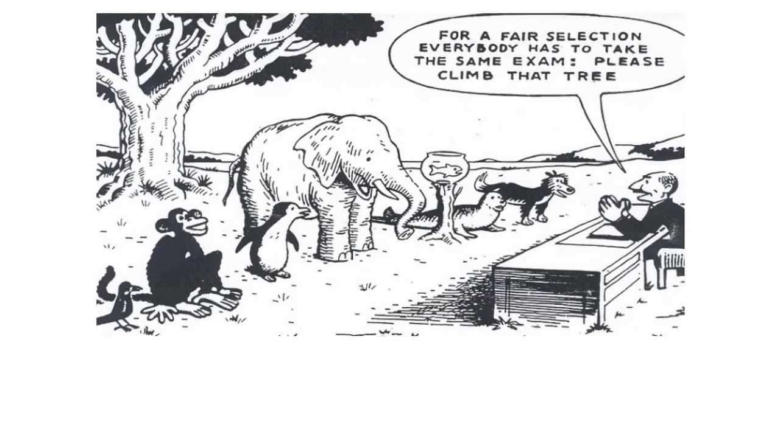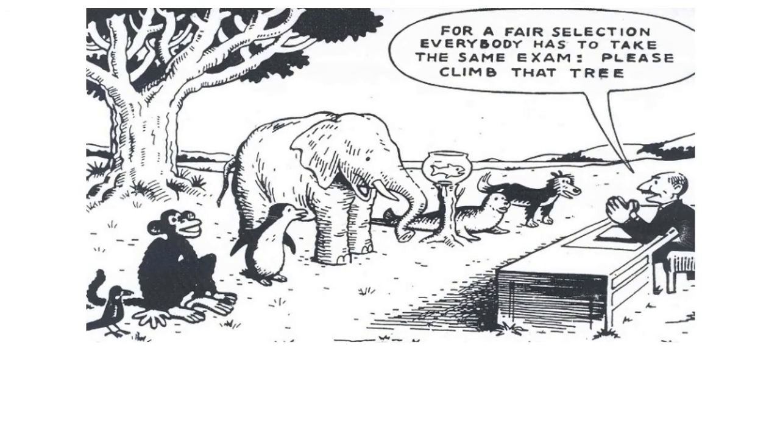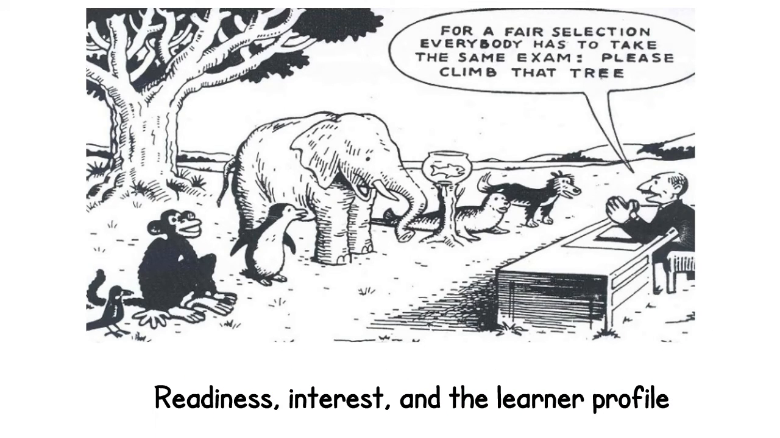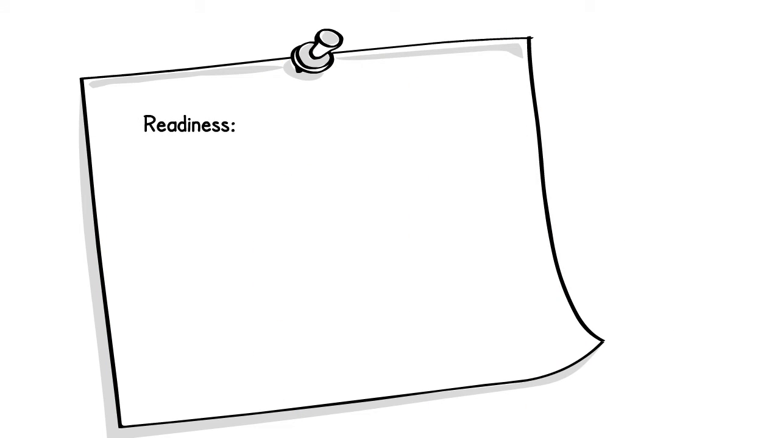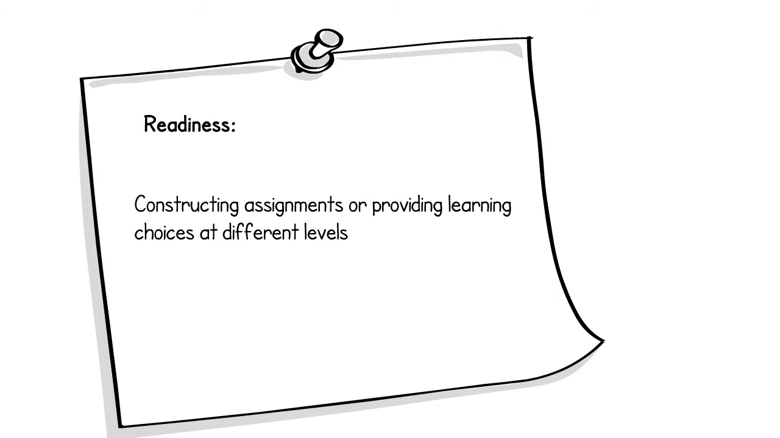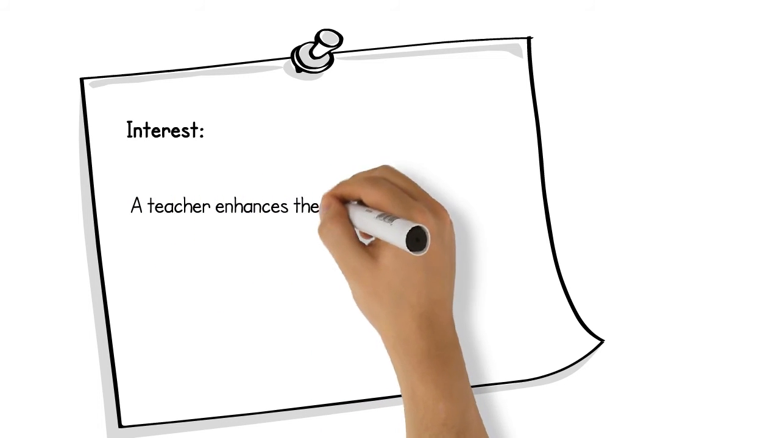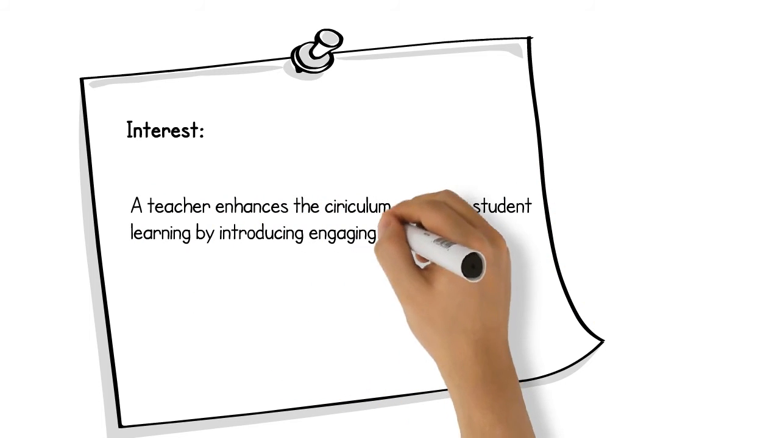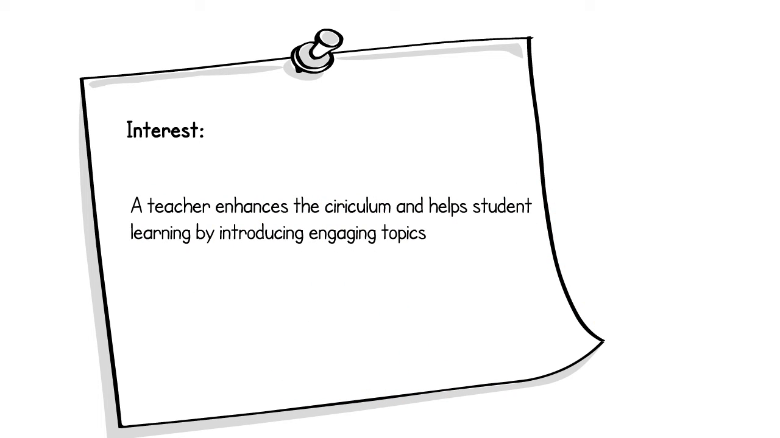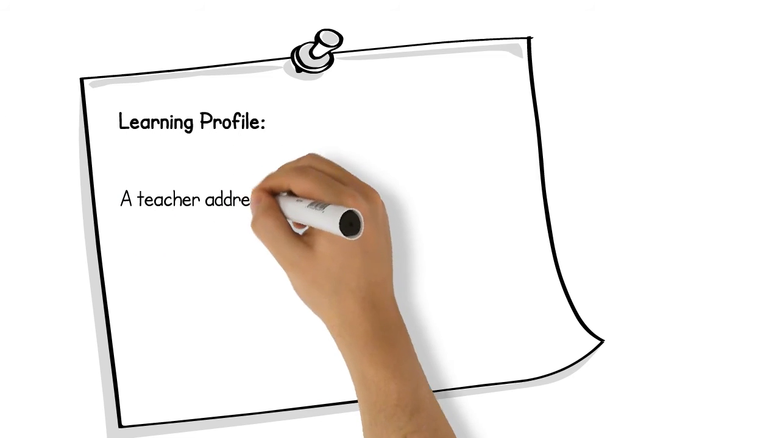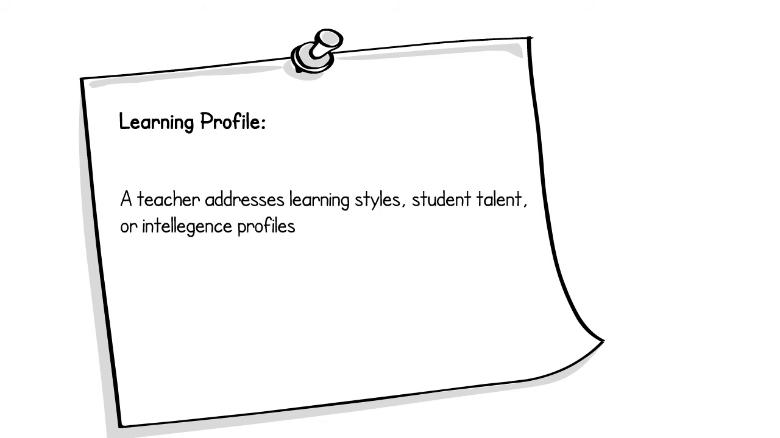Students vary in many ways, which makes differentiated instruction a great idea for teachers. These include readiness, interest, and the learner profile. When differentiating readiness, a teacher constructs assignments or provides learning choices at different levels. When a teacher differentiates interest, a teacher needs to enhance the curriculum and help student learning by introducing engaging topics. Differentiating learning profiles, a teacher should address learning styles, student talent, or intelligence profiles.